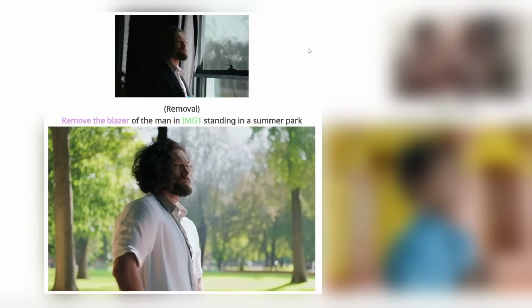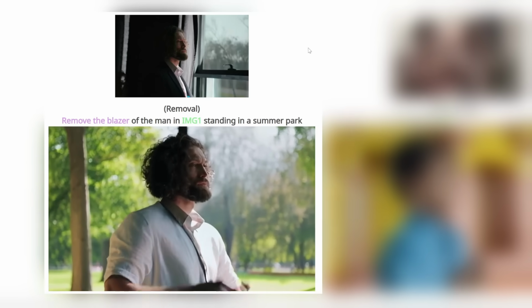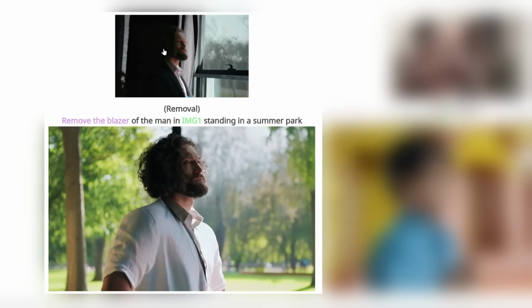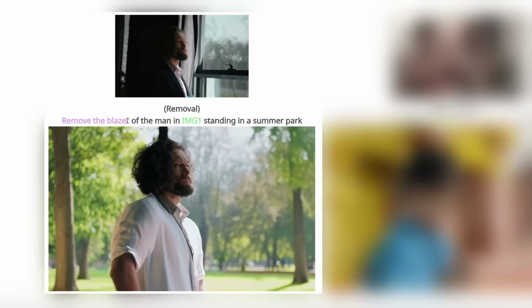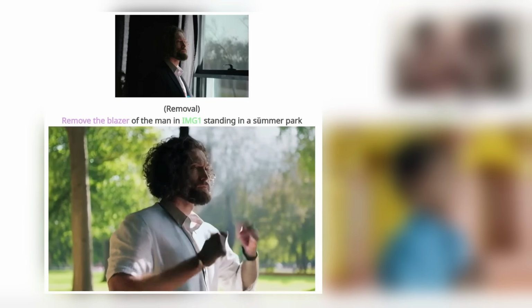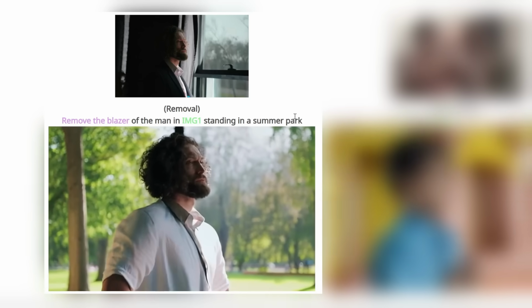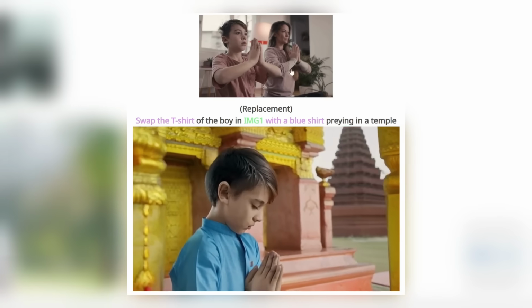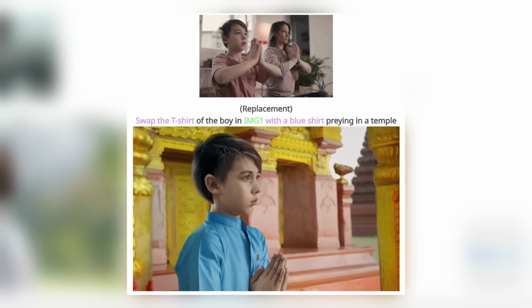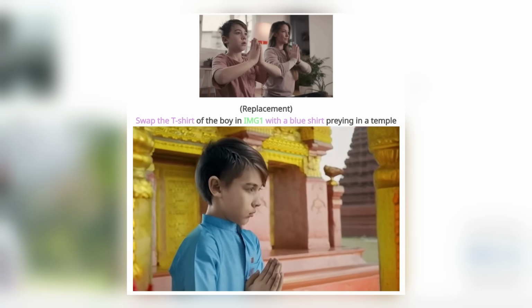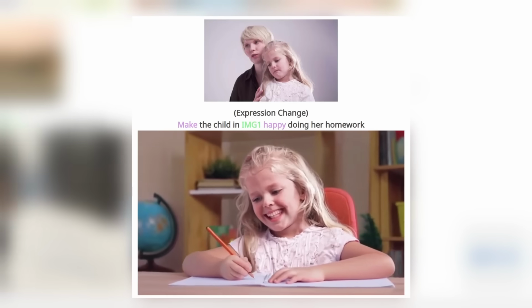You can also use this for micro editing. So for example, let's say you have this photo of a man. Well, you can first remove the blazer of the man and get him to stand in a summer park. And this is indeed what you get. Or let's say you have this photo. Well, you can swap the t-shirt of the boy with a blue shirt and then get him to pray in a temple like this.